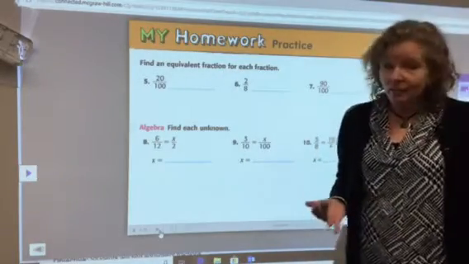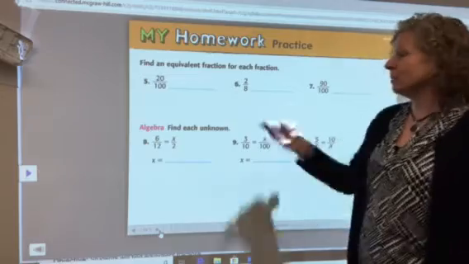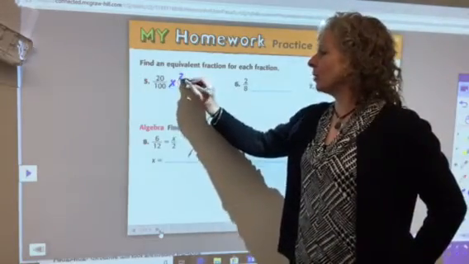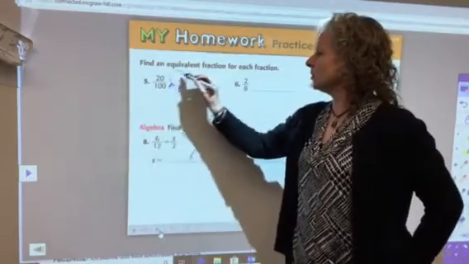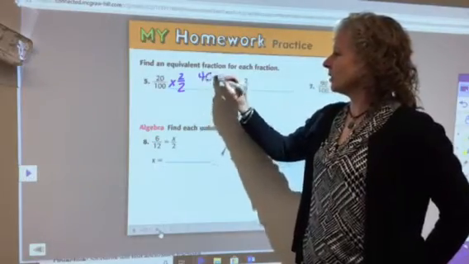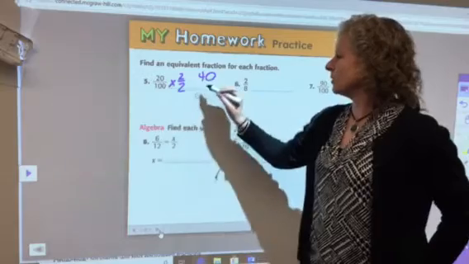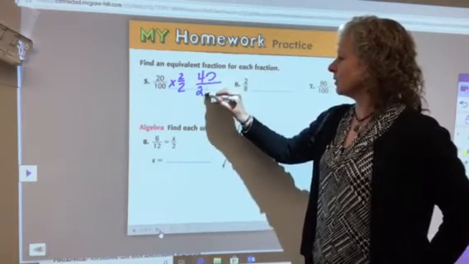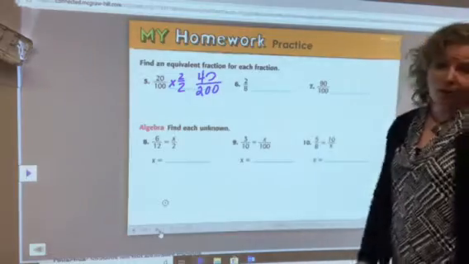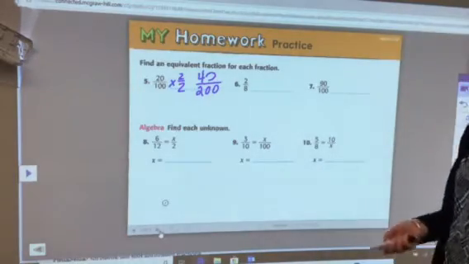What's the easiest way to find an equivalent? Multiply by the easiest form of 1 that you know. What's 20 times 2? Let's see, 2 times 2 is 4, take off a 0, add a 0. 2 times 1 is 2. We took off 2 zeros, so we'll add 2 zeros. There we go. That's an equivalent fraction.